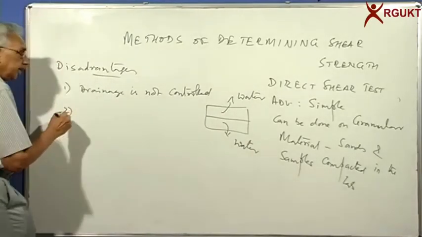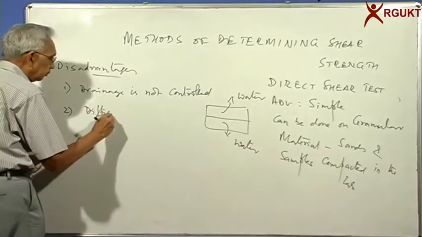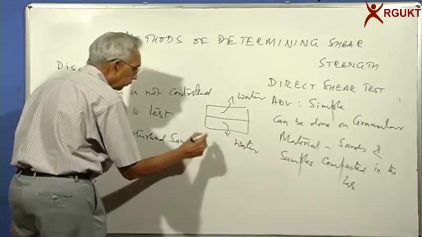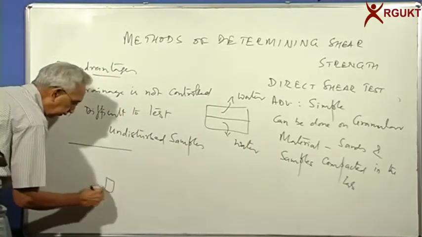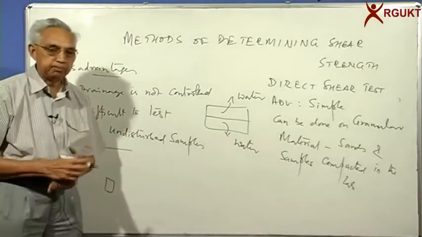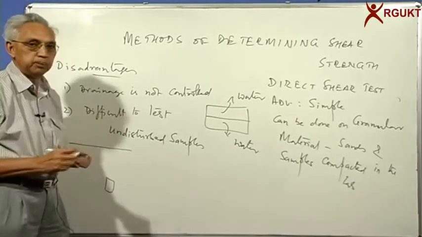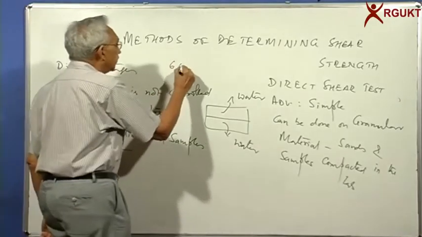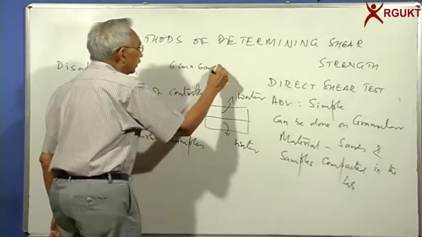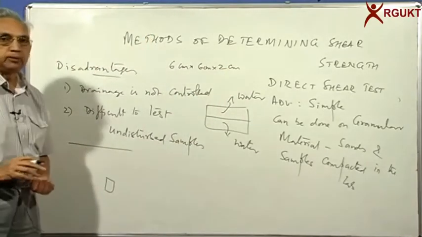Second, it is also difficult to test undisturbed samples. You may like to test a sample taken from the ground. Usually we take it in a sampling tube, and you cannot easily get a block sample 6 centimeters by 6 centimeters by 2 centimeters. That is the usual size. So it is very difficult to do this.